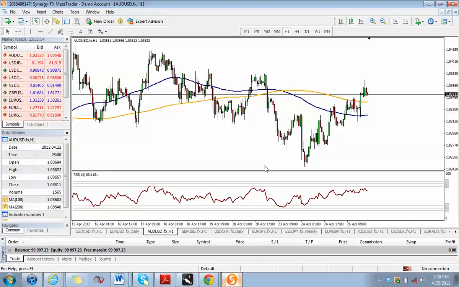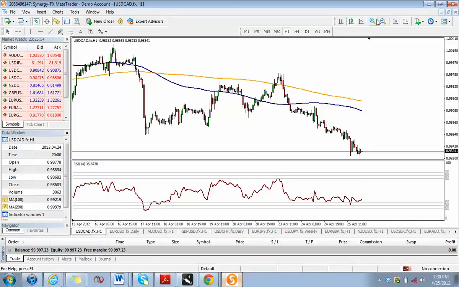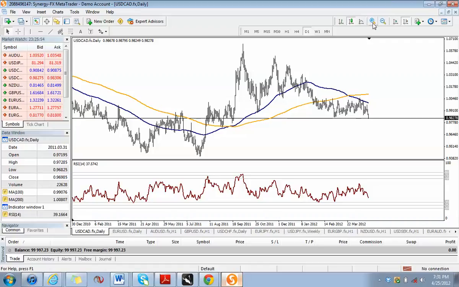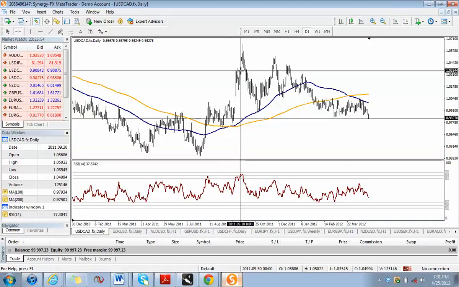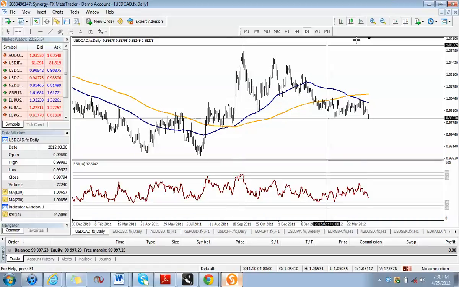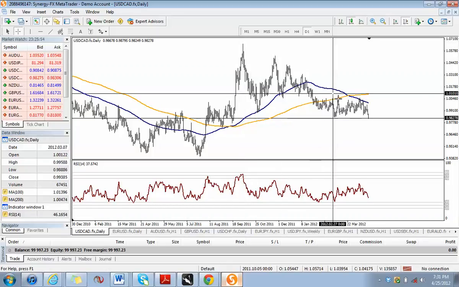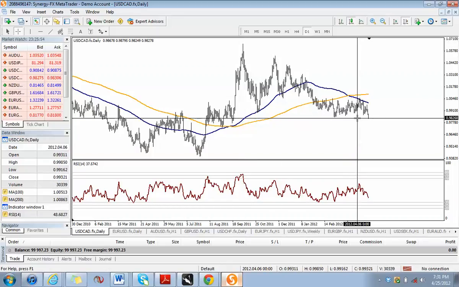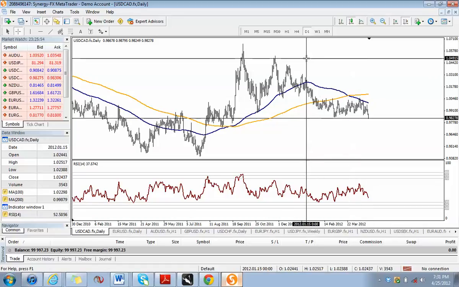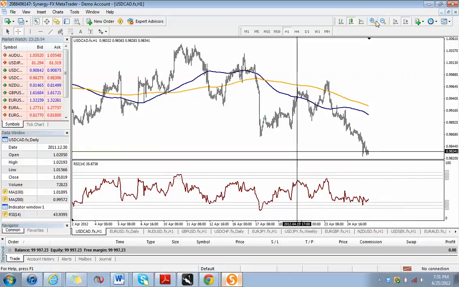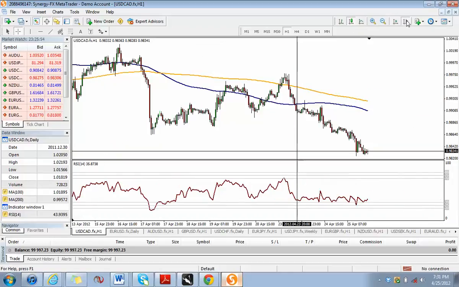So first pair I want to take a look at is the dollar Canadian, which has been in an extended range to the downside. We've been in a pretty large downtrend ever since back in 2011. This is October. So the highs in October were around 1.067, and we've just reached 7-month lows at around 0.98268, or 0.98278, is where we're trading right now.